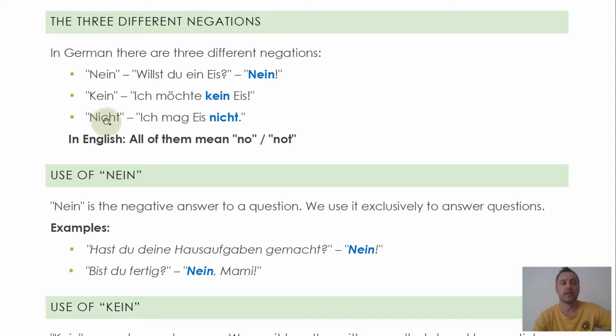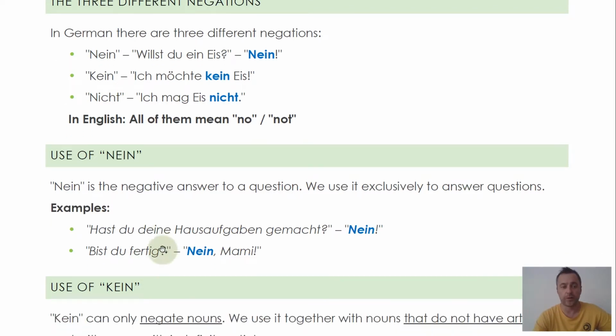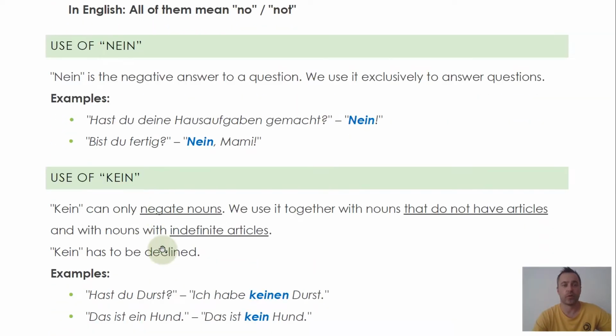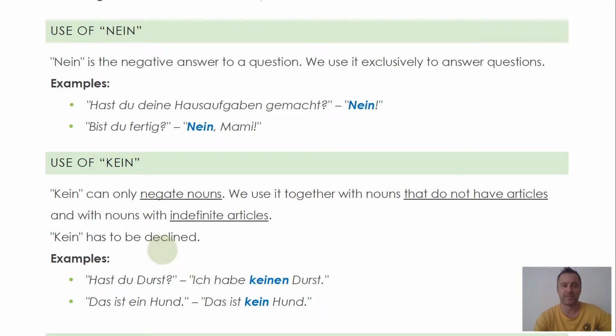And nicht. Ich mag das Eis nicht. I do not like the ice cream. So here it's rather "not" as the translation than "no". I do not like ice cream. So here we have those three options. In English, no or not. Let's have a look when we use those three. Trust me, it's easier than it looks.